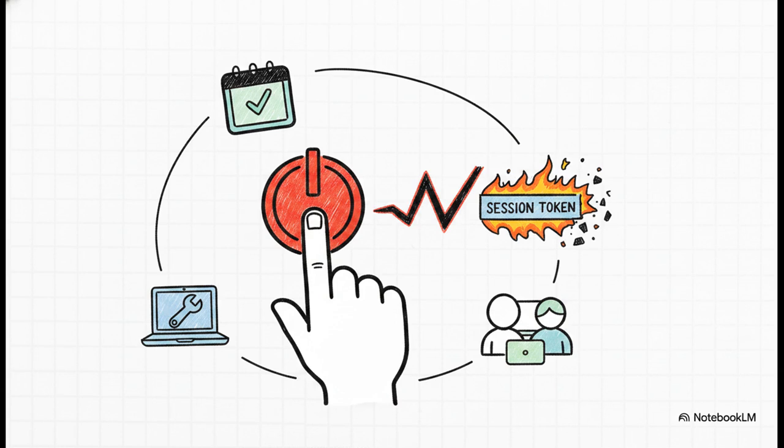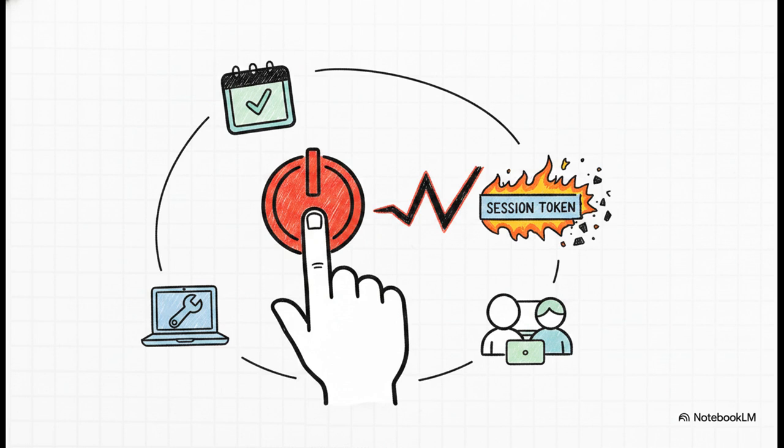So, the crucial point is this. You have to stop leaving these long sessions active. You must destroy the tokens that hackers want to steal. And honestly, the easiest way to do that is simply logging out. These are what we call the golden logout rules.